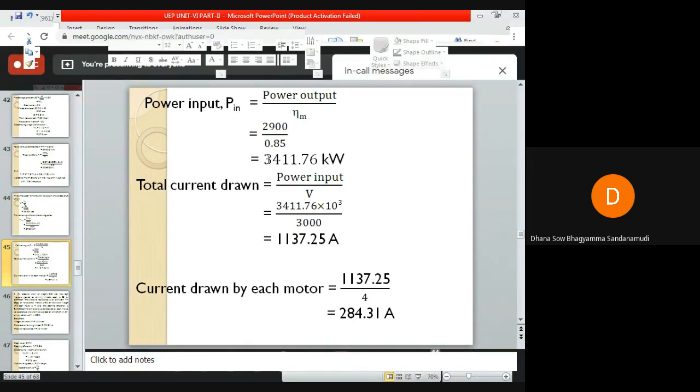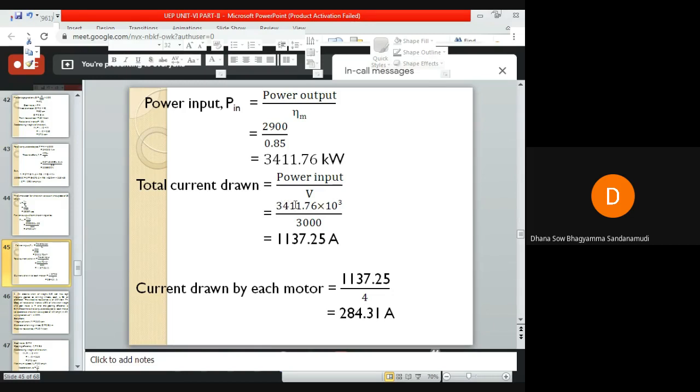Efficiency is equal to output by input, so input equals output by efficiency. Output power we have just now calculated, that is 2900. By efficiency 0.85, just simplify it, you will get 3411.76 kilowatt. Now the total current drawn is power input by voltage. So voltage is given, that is 3000. Power input we have just now calculated.